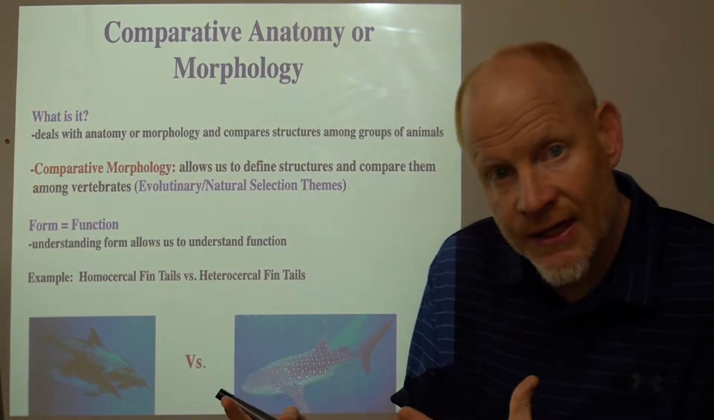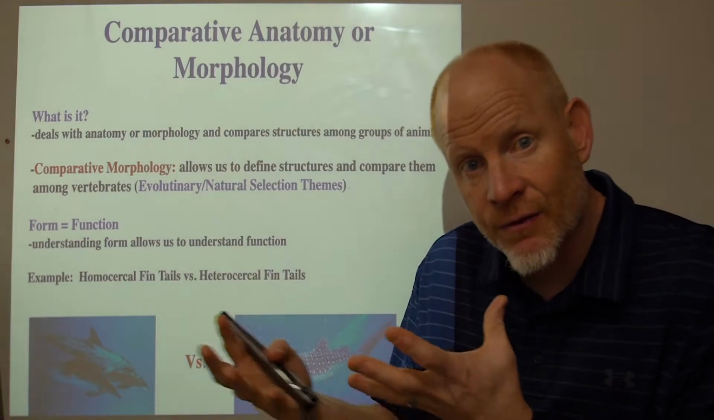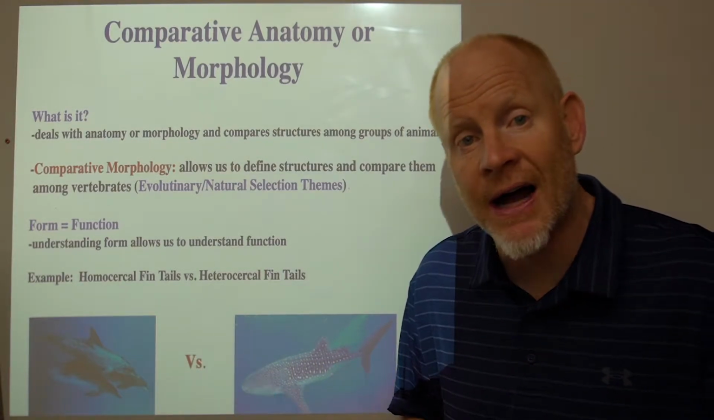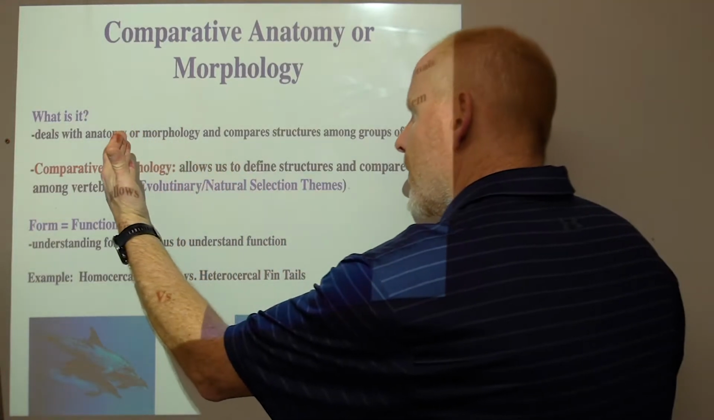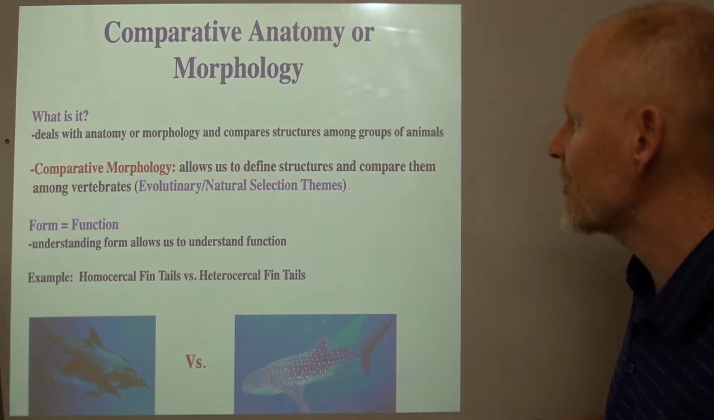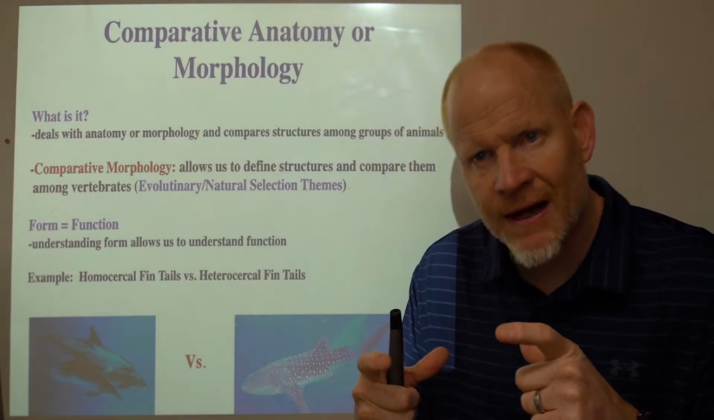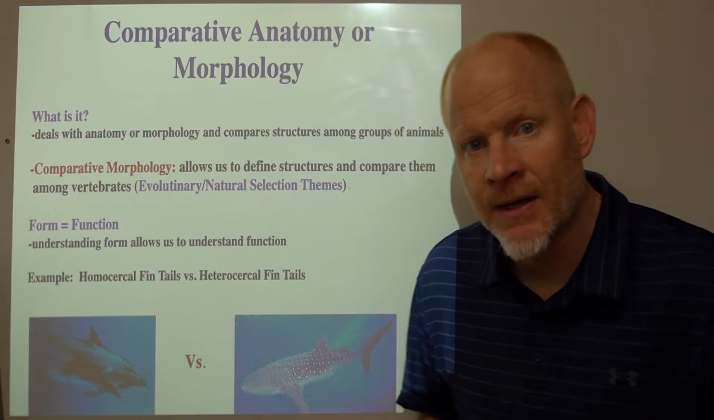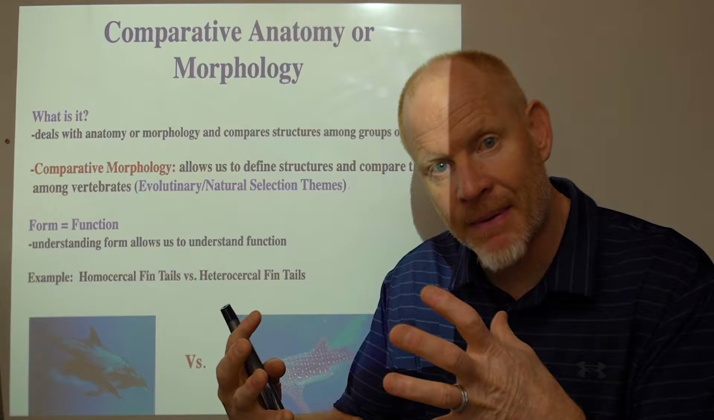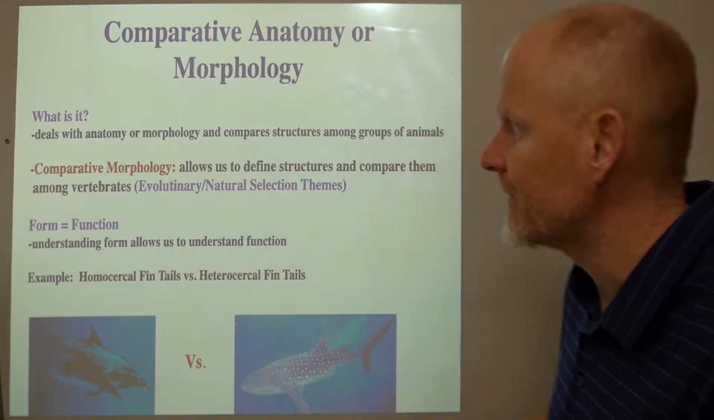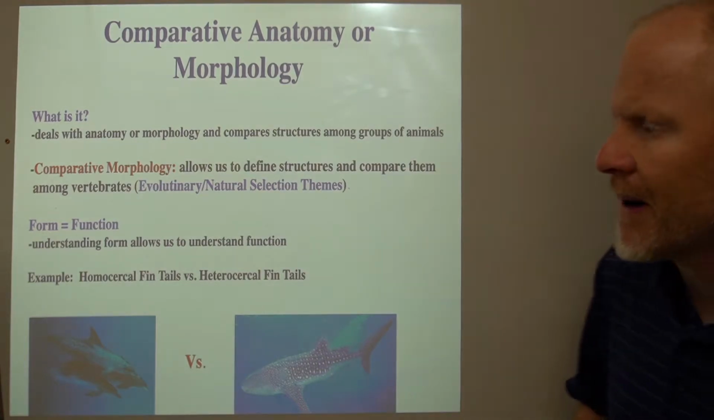And this explanation, this hypothesis that Darwin proposed, is a really good explanation for the variation that we see in morphology across taxa. So, comparative anatomy deals with the anatomy and morphology and compares structures among animals. Anatomy and morphology are different. Anatomy is simply structure. Morphology is typically structure plus something. Comparative morphology is when you're using the anatomy of two organisms and you're comparing to see how they're similar or different. So what comparative anatomy allows us to do is define structures and compare them among vertebrates.